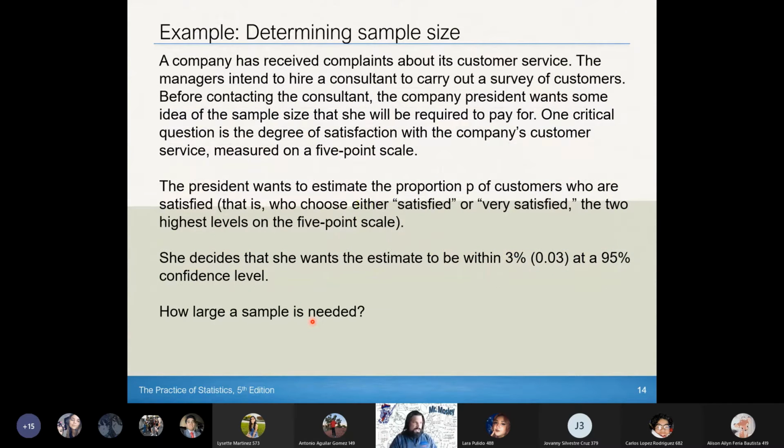So here's an example. A company has received complaints about its customer service. The managers intend to hire a consultant to carry out a survey of customers. Before contacting the consultant, the company president wants some idea of the sample size that she will be required to pay for. One critical question is the degree of satisfaction with the company's customer service measured on a 5-point scale. The president wants to estimate the proportion p of customers who are satisfied, that is, who chose either satisfied or very satisfied, the two highest levels on the 5-point scale. She decides that she wants the estimate to be within 3%, 0.03, at a 95% confidence level. How large a sample is needed? So here we have a bunch of context.